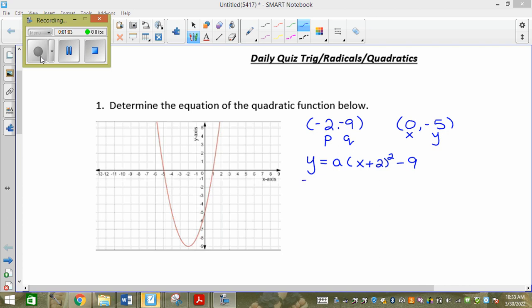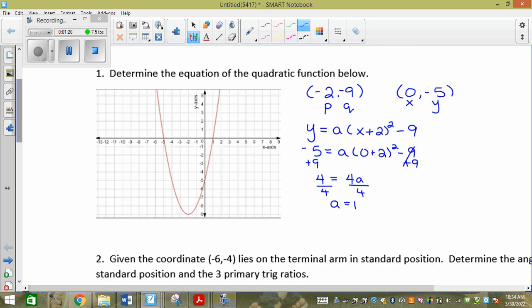So we're going to go -5 equals a times (0 plus 2) squared minus 9. We're going to add 9. I'm going to get 4 equals 4a, divided by 4, and a equals 1. So you would have lucked out if you had not solved for a in this question, correct? And so we get y equals 1, or you don't have to write anything, (x plus 2) squared minus 9. Now we could type that into our calculator and see if they match. We agree? Yes. Okay.